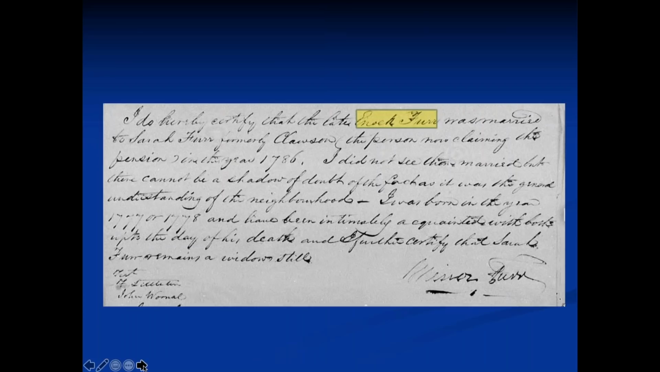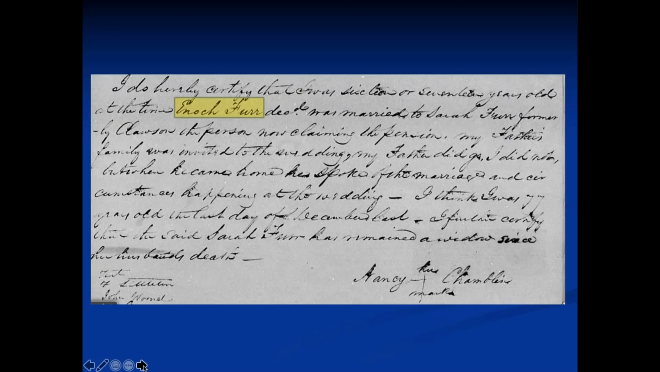This is people talking about the marriage of Sarah and Enoch. People who weren't present at the marriage, but people who were in the neighborhood. And there may be one or two of those, because a widow has to prove the service of the soldier and has to prove her marriage to the soldier.